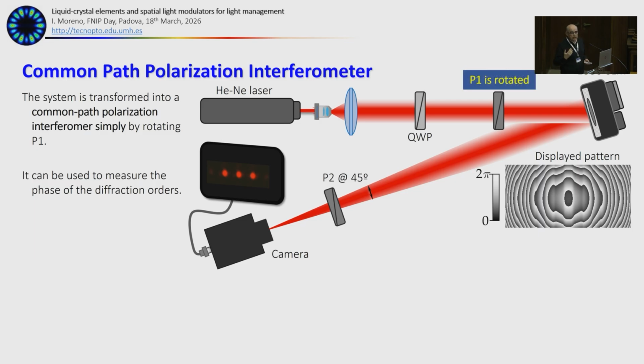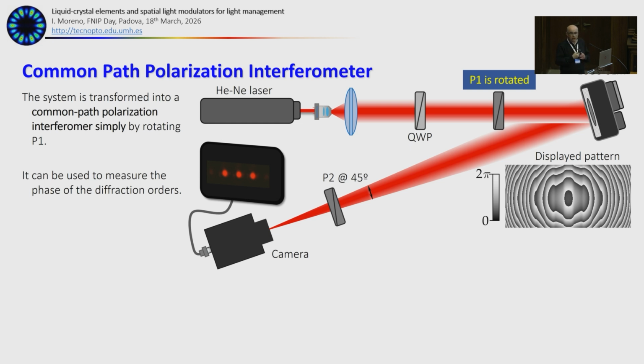But we can convert this regular standard configuration of using the SLM into an interferometer. The only thing that we need to do is to rotate the input polarizer and keep a second polarizer on the reflected beam. Why can we do this? Because, as I mentioned before, the liquid crystal only changes the phase of the extraordinary index of refraction. It does not change the ordinary index of refraction. So only one polarization of light is being affected by the SLM, only the one which is parallel to the liquid crystal director.